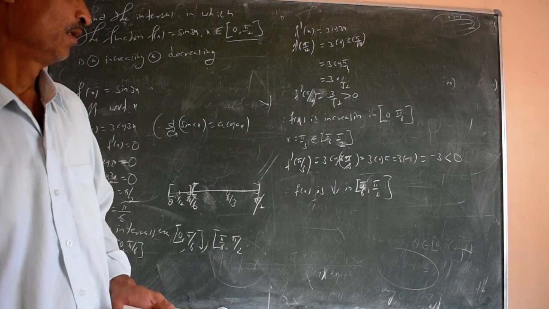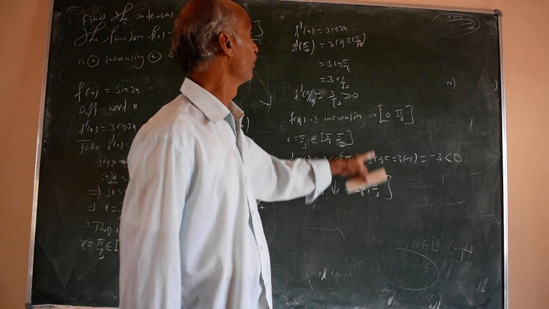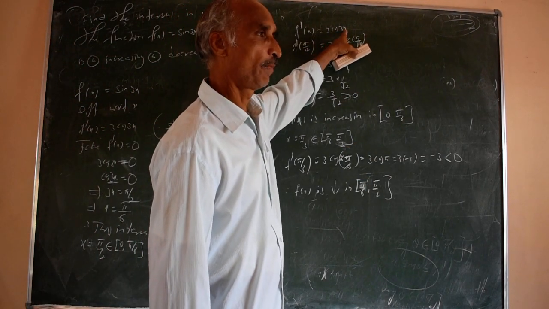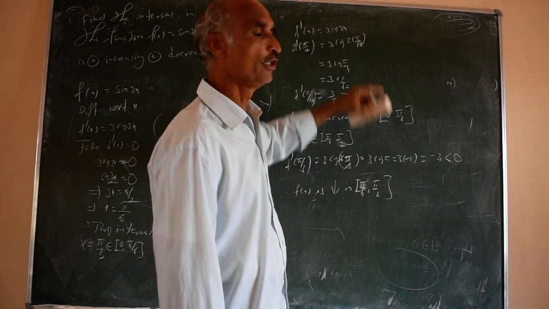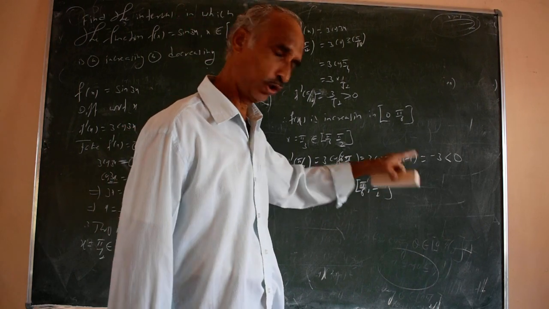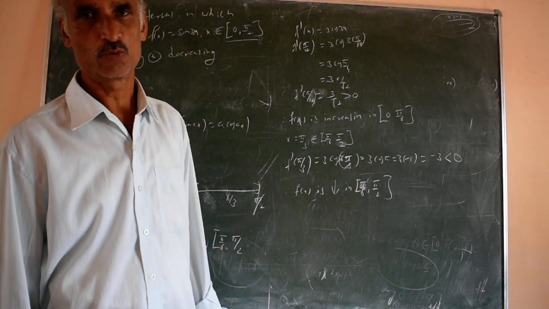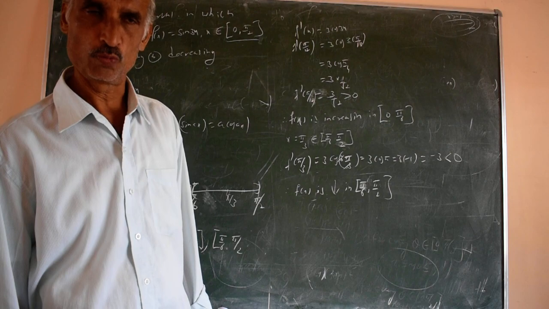So when x is actually pi by 2, 3 cos 3 pi by 2 equals 3 into 0, since cos 3 pi by 2 is 0. Therefore, f dash of x will become equal to 0.